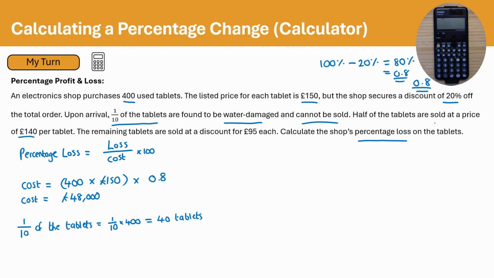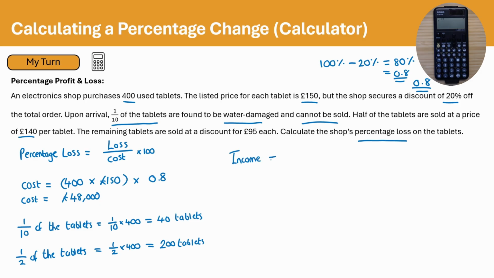Half of the tablets are sold at a price of £140. Let's work out half of the tablets. So the half of the tablets is going to be equal to half of the 400. So that's equal to 200 tablets. And I'm just working through each piece of information at a time. Half of the tablets are sold at a price of £140. So let's call this some income.